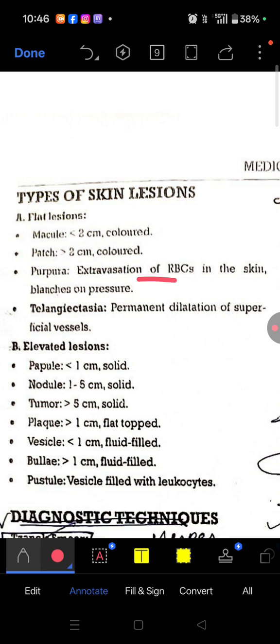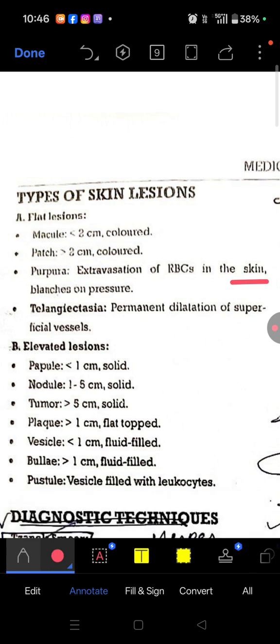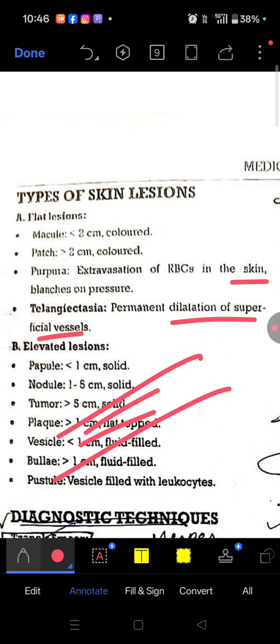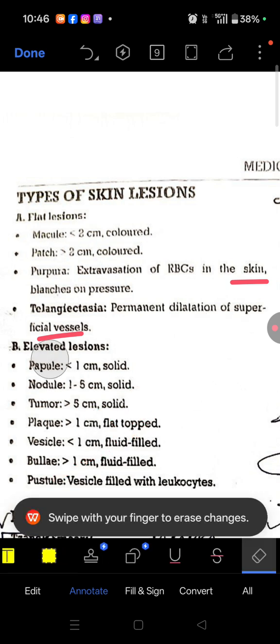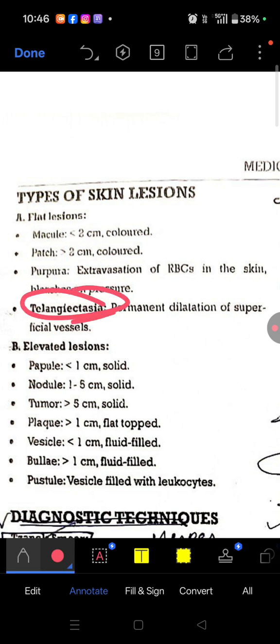Next, purpura. Purpura is extravasation of RBC into the skin, which blanches on pressure. Next, telangiectasia. It is permanent dilatation of the superficial vessels. If this is the skin and these are the superficial vessels, they become permanently dilated. So this is about flat lesions.